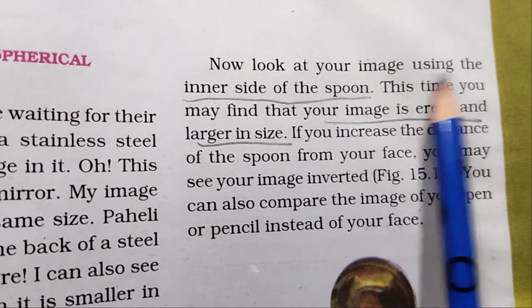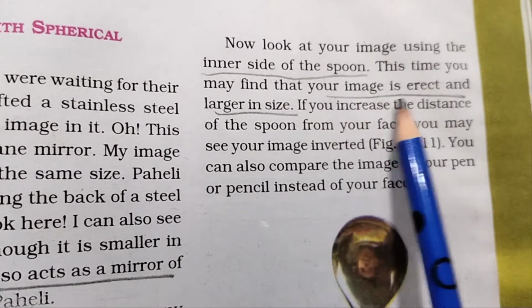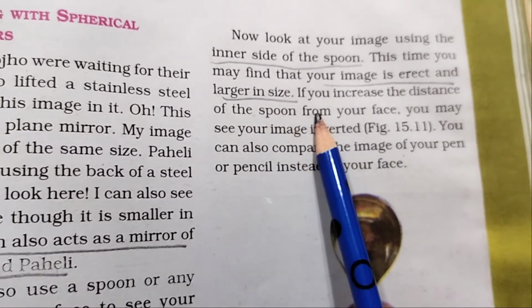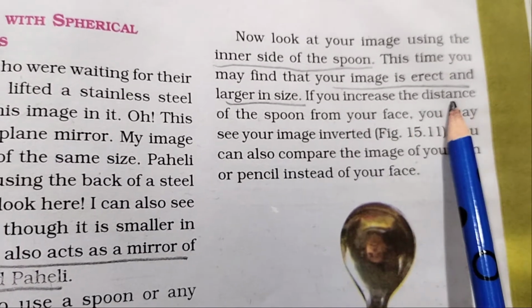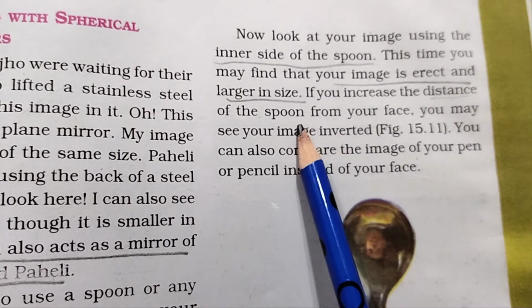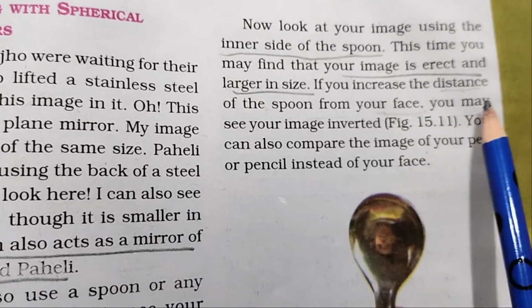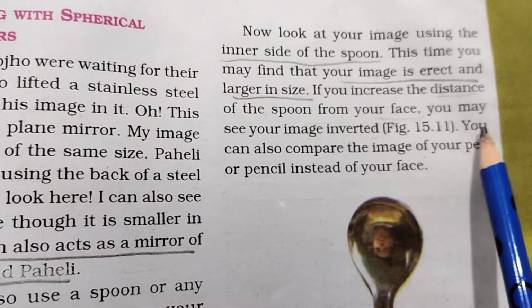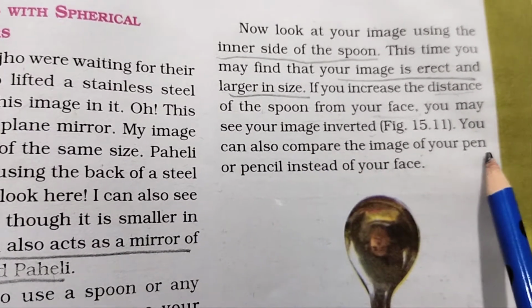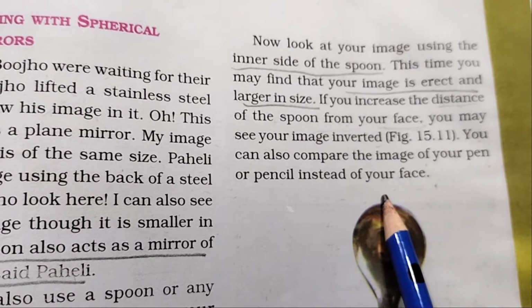So now look at your image using the inner side of the spoon. This time you may find that your image is erect and is larger in size. Spoon के दोनों side से आप अपनी image देख सकते हो. If you increase the distance, अगर आप distance को increase करते हो of the spoon from your face, अपने face से दूर लेके जाते हो spoon को, so you may see your image inverted. आपकी image उल्टी हो सकती है, inverted. You can also compare the image of your pen or a pencil instead of your face also. Any object you can use. You can actually perform this activity at your home.